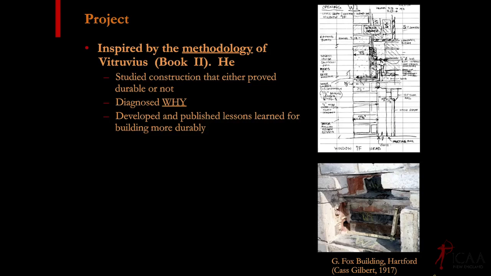And what he described in Book 2 is he went back and he studied construction, Roman and also Greek, that had either proven durable or not. And he looked at both of them with a very careful and discerning eye and figured out and diagnosed why certain types of construction had proven durable and held up over time and why others had not and had crumbled and fallen to ruins. And he looked at things as specific as what species of wood was used and how headers were laid in masonry and what type of mortar was used and whether rubble or cut stone was used. Just very, very detailed and insightful analysis.